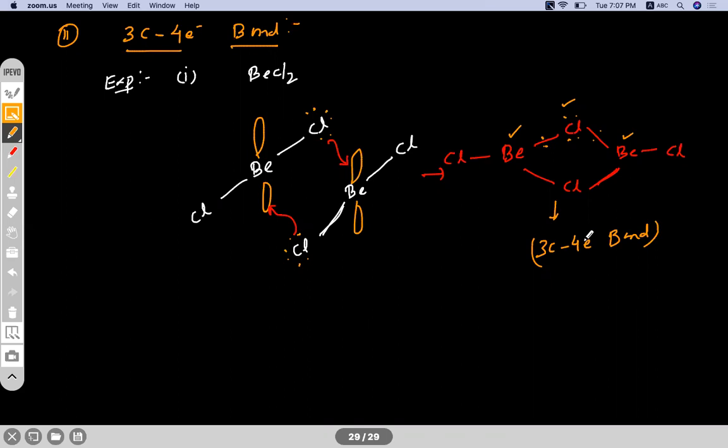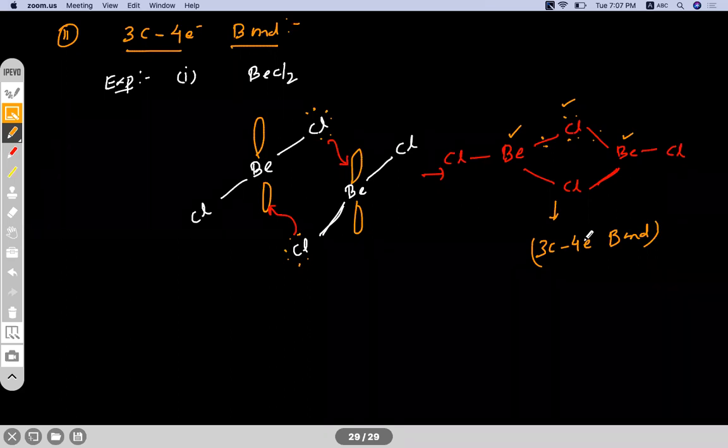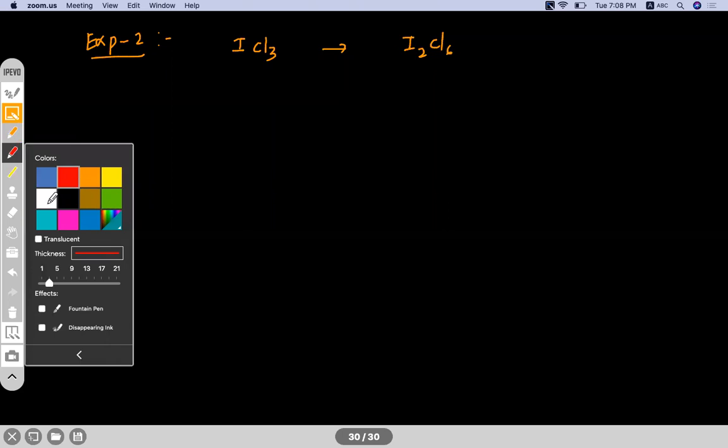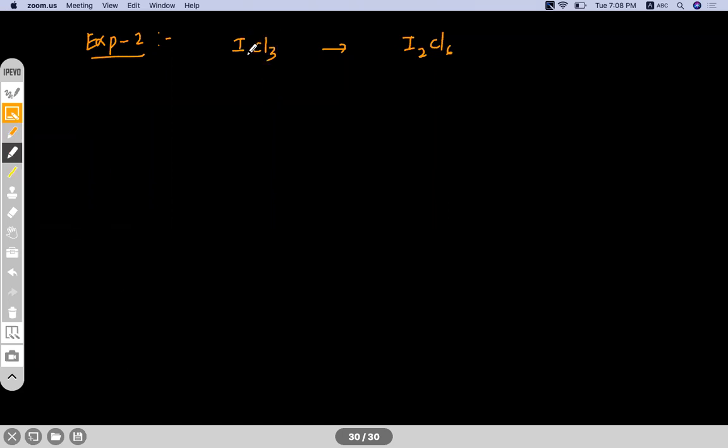All these dimerization processes are spontaneous. The molecule gets dimerized on its own in order to gain stability. Okay, done. One more example in this: ICl3, which dimerizes as I2Cl6. Why this happens, you see here. When you look at ICl3, you can find out its geometry and hybridization. You'll get sp3d. This is TBP, trigonal bipyramidal. It has three bond pairs and two lone pairs. The hybridization is sp3d for ICl3.